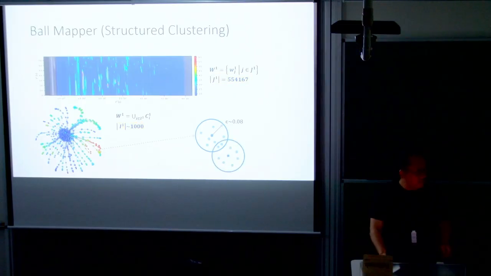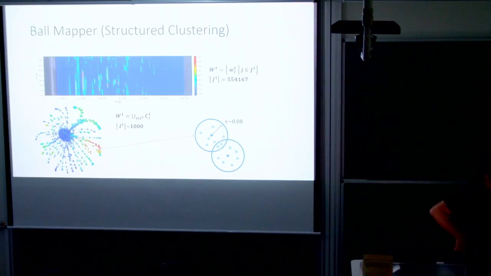So when you make the balls, do you have overlap between the balls? Yes. So how can you deal with that? So you can decide, so how can we decide the number of points?